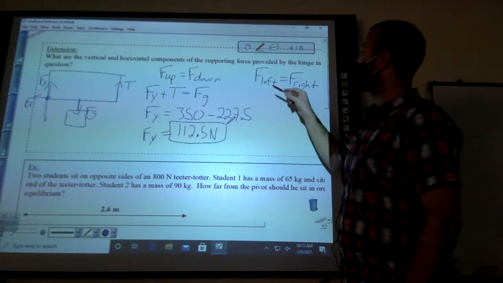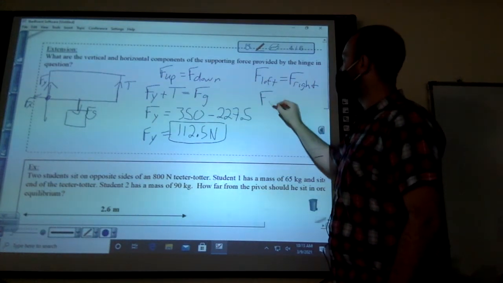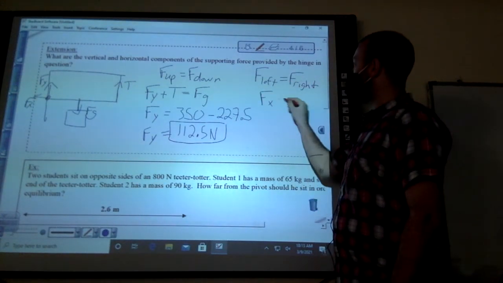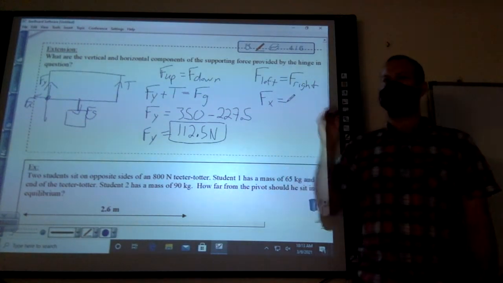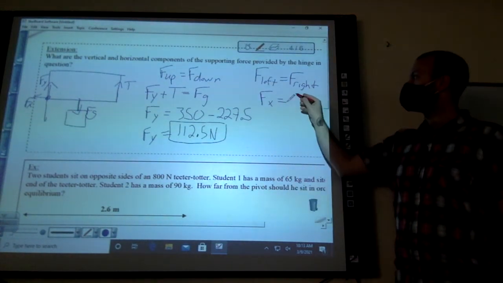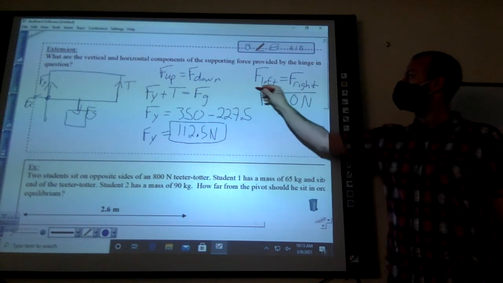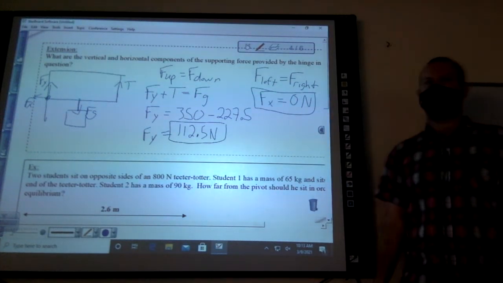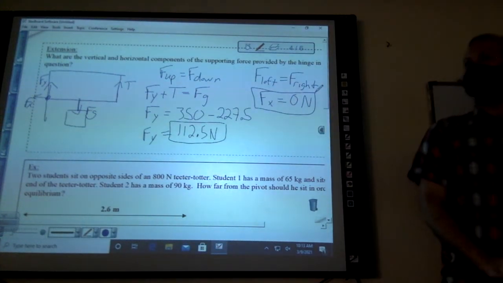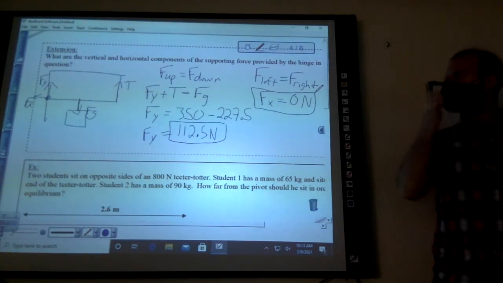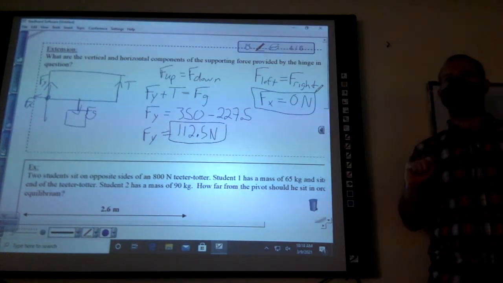For the x, I picked this. I said it's going left. But notice here, what are the forces going to the right? Nothing. There's no x component. So that's it. The wall does not pull the beam into the wall.